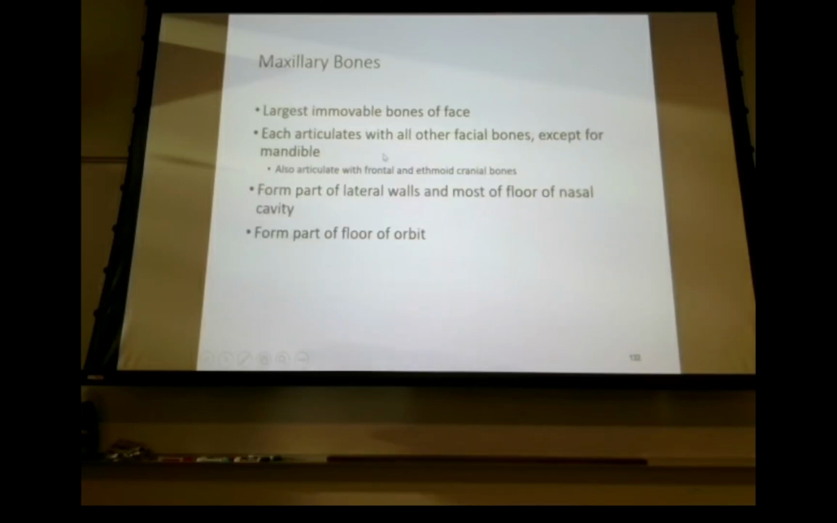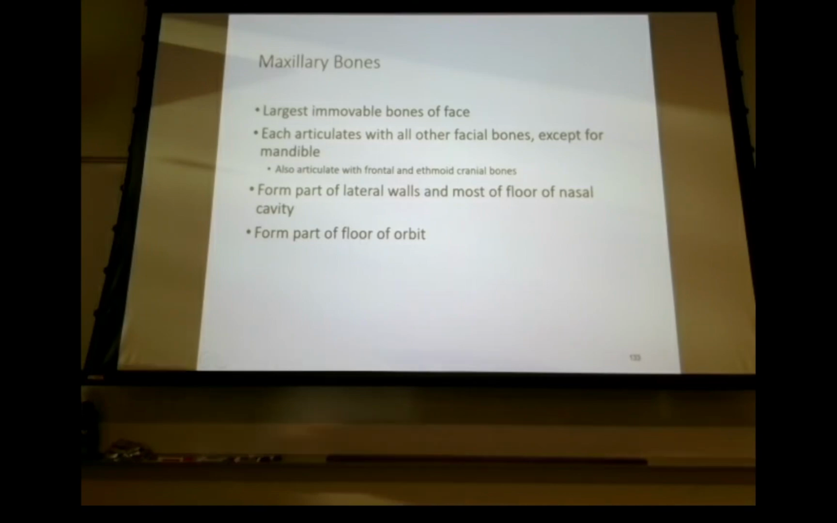Maxillary bones is the largest immovable bone of the face. The mandible is the largest bone, but the maxillary is the largest immovable bone of the face. So when you get to this test and it starts asking for alveolar processes, you know, which facial bone has alveolar processes? Teeth, right? That would be your maxillary bone. Nothing else on this test is going to happen. It also forms a portion of the floor of the orbit.